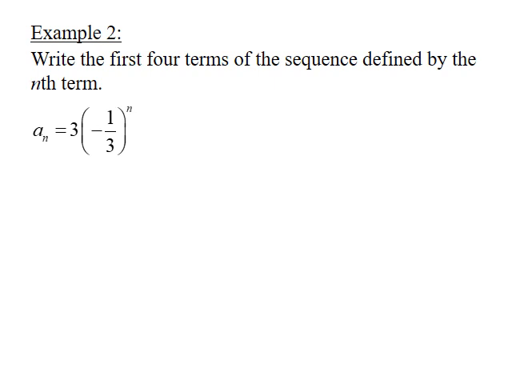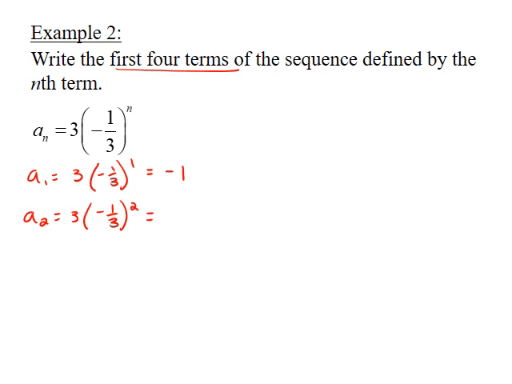Okay, here's our second example. Again, we want to write the first four terms given by this information here. So we will start with 1. So we have 3 times negative 1/3 to the first. This results in a negative 1. Our second term is 3 times negative 1/3 squared.